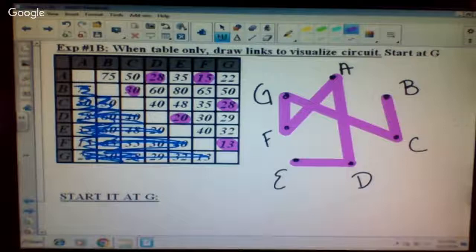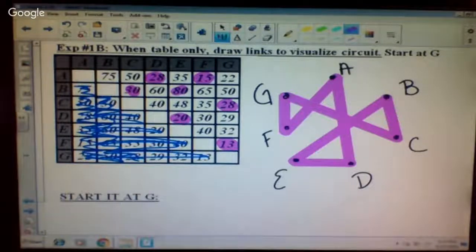Okay, everything has been connected by two lines except for B and E. So you want to go ahead and close it off. Don't forget though, when you close off B and E, you have to come up here and find your number that connects B to E. If you miss that number, you're going to be way off.